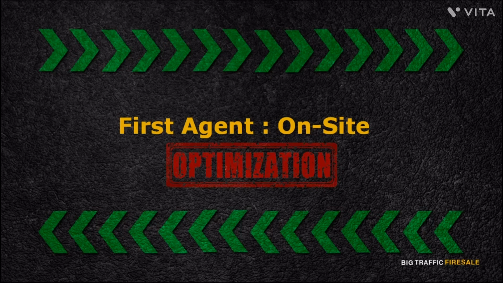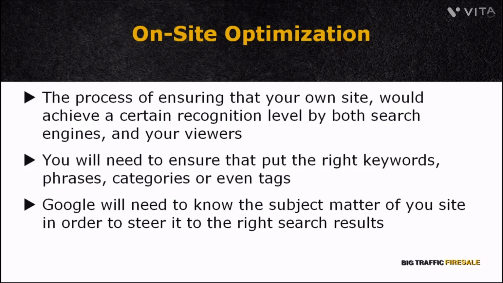The first agent that you'll need to be familiarized with is the on-site optimization. This agent is known as the process of ensuring that your own site would achieve a certain recognition level by both search engines and your viewers. The approach is direct. All you need to do is optimize your site within the site itself. How do you do that? You will need to ensure that you put the right keywords, phrases, categories, or even tags. Why? Well, Google will need to know the subject matter of your site in order to steer it to the right search results. I'll give you an example.